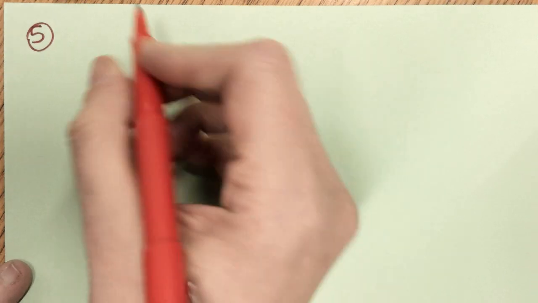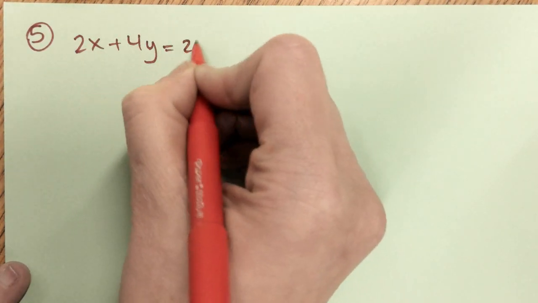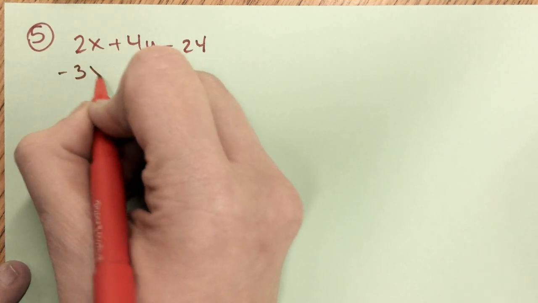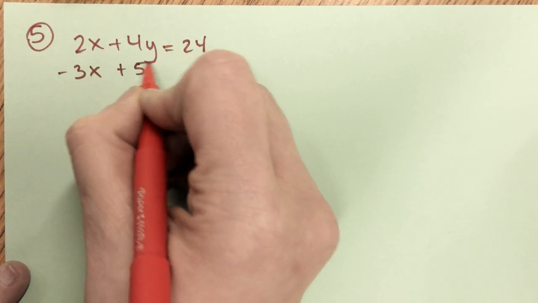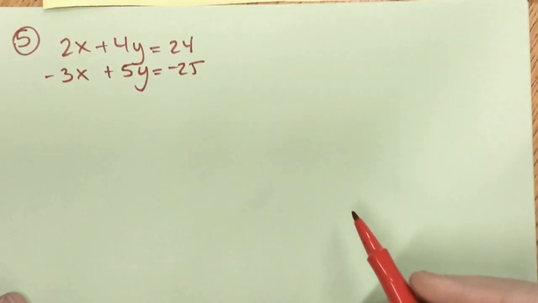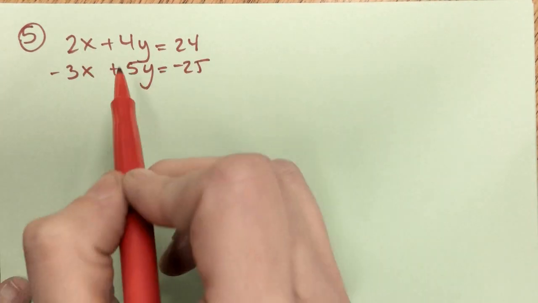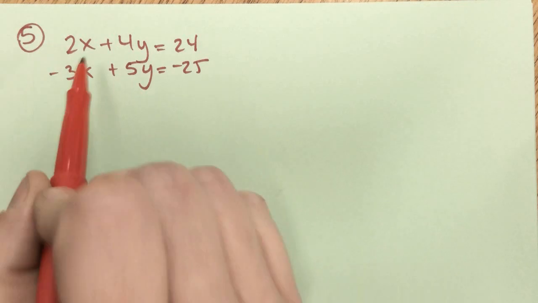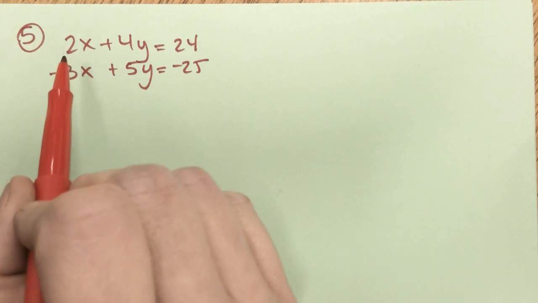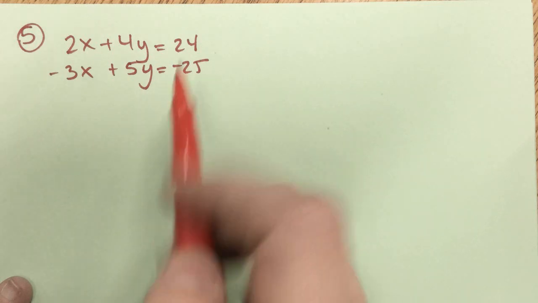Number 5 says 2x plus 4y equals 24, negative 3x plus 5y equals negative 25. Okay. So when I'm looking at this problem, the first thing I see is I got a 0. I don't have a 0 pair here, but I've got opposites. And I like that because if I cannot, excuse me for the hiccups, if I cannot distribute a negative, I want to. I make mistakes when I multiply by negatives.